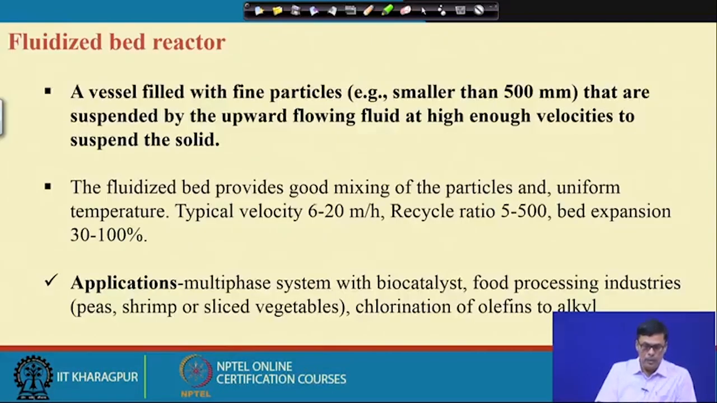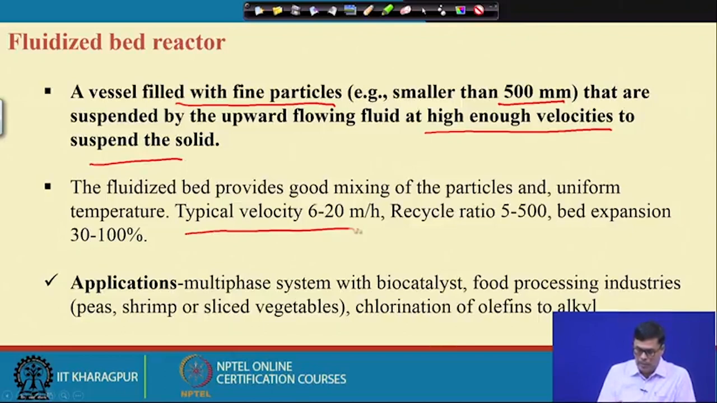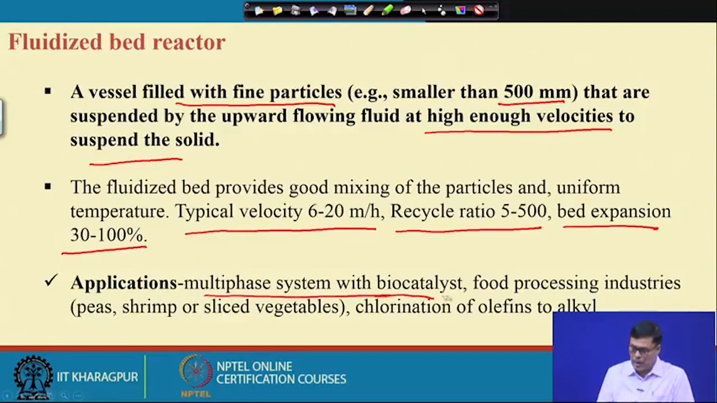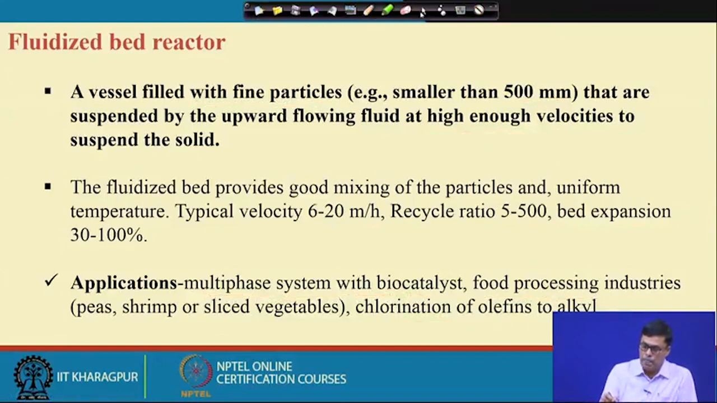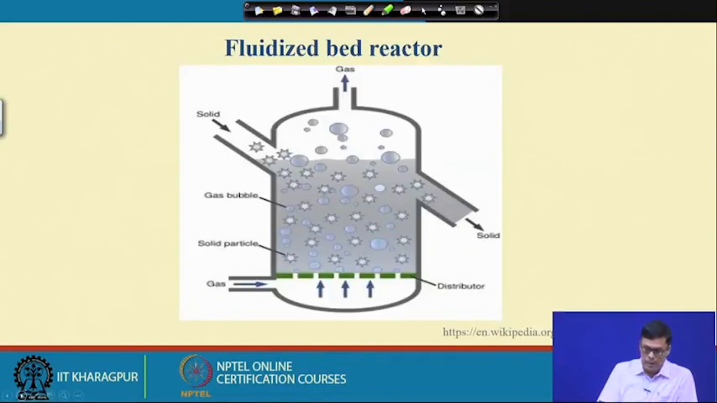Now, fluidized bed reactor, I have already explained, only I want to highlight here. A vessel filled with fine particles, smaller than 500 millimeter, that are suspended in the upward flow of fluid at a high enough velocity to suspend the solid. The typical velocity is 6 to 20 meter per hour, the recycle ratio is 5 to 500, and expansion of the bed is about 30 to 100%. In case of expanded bed, it is 30 to 40%, and here about 100% expansion takes place. The multiphase system with biocatalyst, food processing industry, chlorination, olefin, alkyl, this is largely used. Now, this is how the fluidized bed occurs. You can see the particles are separated from each other.